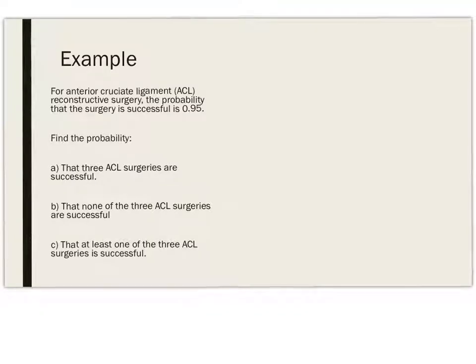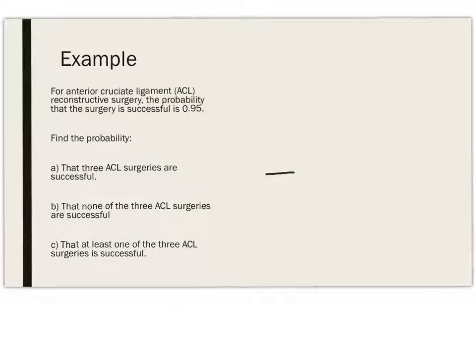So here's an example. For ACL surgery, the probability that the surgery is successful is 95%. Find the following probabilities. The first one says that 3 ACL surgeries are successful. If a doctor performs this surgery, he's 95% successful any time he does the surgery. And you would hope that one surgery doesn't affect another surgery, which means they're independent events.